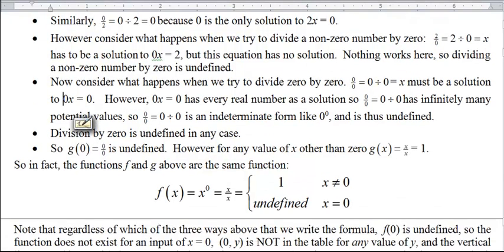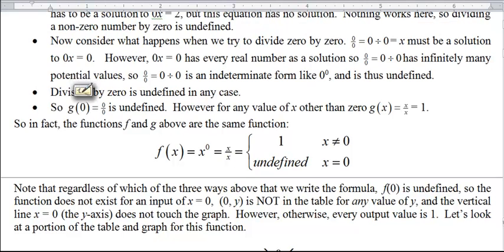Well, what does a graph look like? Or what does a table look like? Let's look at the table first. Now we're interested in what's happening when x is 0. Well, when x equals 0, nothing happens. It's undefined. It does not have an input of 0. 0 is not in the domain. Another way to say that is if you draw a vertical line there, which is x equals 0, that's the y-axis. The y-axis does not touch this graph. The graph does not touch the y-axis at all. It has no y-intercept.